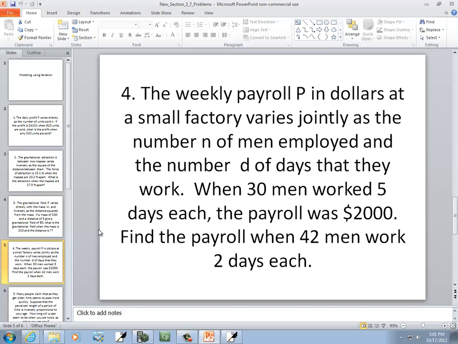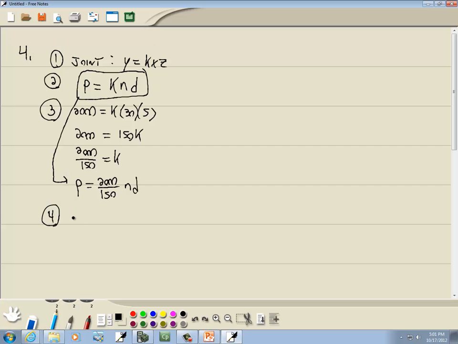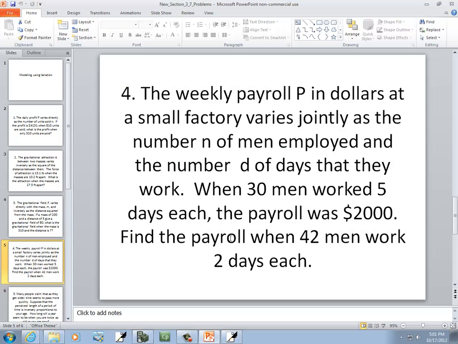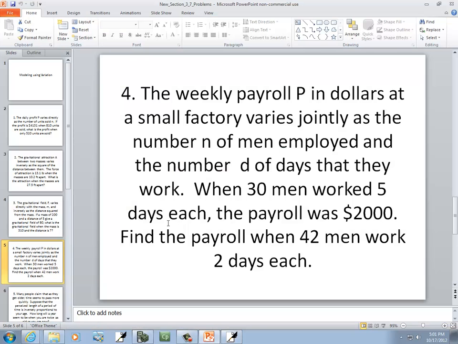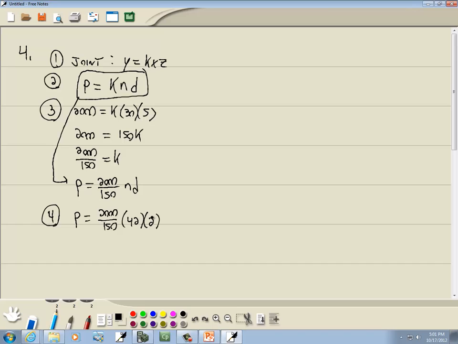Step 4. Find what they really want. Find a payroll, so find P. When 42 men work, so N is 42, work 2 days each, so the number of days is 2. So let's go see what this gives us.